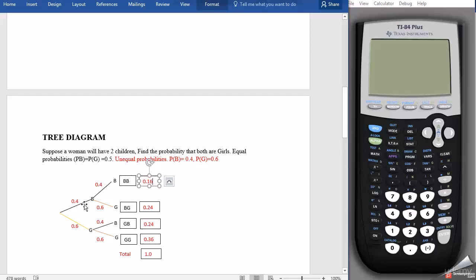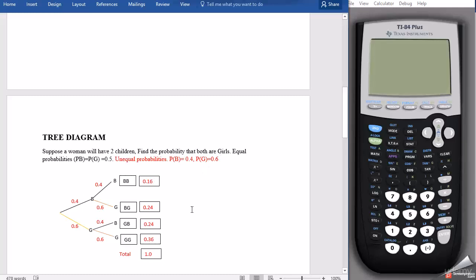Okay, and then to get a boy first and a girl second should be 0.4 times 0.6. That's BG, boy first, girl second. So that's 0.24. The probability of getting a girl and then a boy is going to be 0.6 times 0.4. That's GB. That's 0.24. And then the probability of getting girl first, girl second, is 0.6 times 0.6, which is 0.36. Okay, so you can see that when you add these together, you get 1.0.